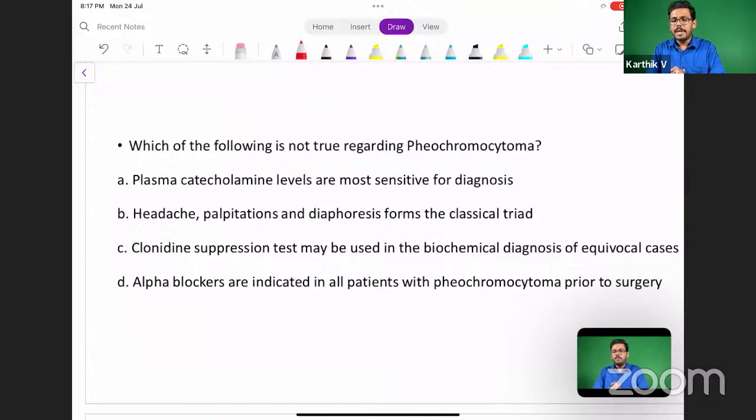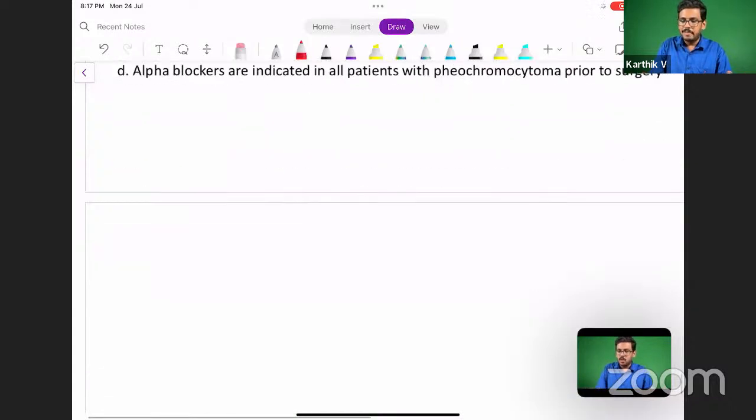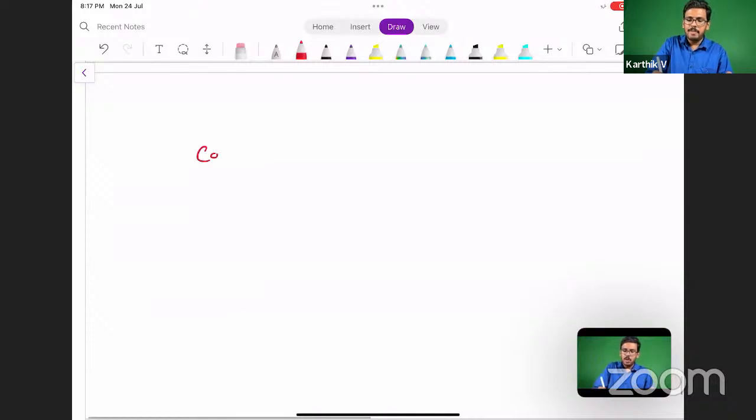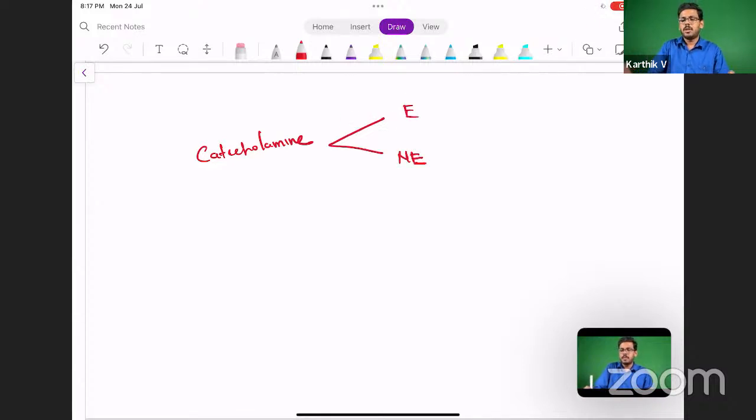So which of the following is not true regarding Pheochromocytoma? So plasma catecholamine levels are most sensitive for diagnosis. So let's see. What do you mean by plasma catecholamine levels? Catecholamine means epinephrine and norepinephrine, or adrenaline or noradrenaline. So catecholamine means that compound that harbors a catechol ring.